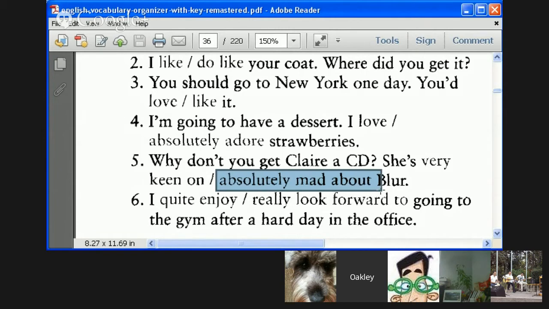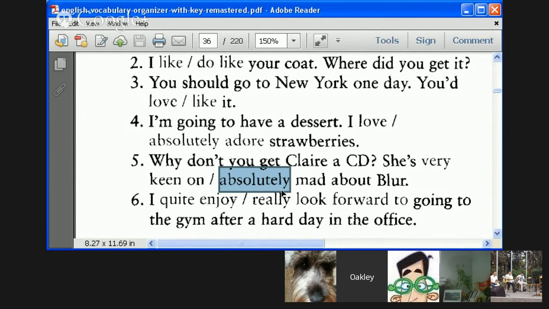Okay. So, why don't you get Claire a CD? She's absolutely mad about Blur. Well, very keen on goes together. So you wouldn't put two adverbs together. Very absolutely, you would never say that. Go one adverb. Okay. So I can't say very and absolutely at the same time. Yeah, just one of them. That's right. Okay, so she's absolutely mad about Blur.